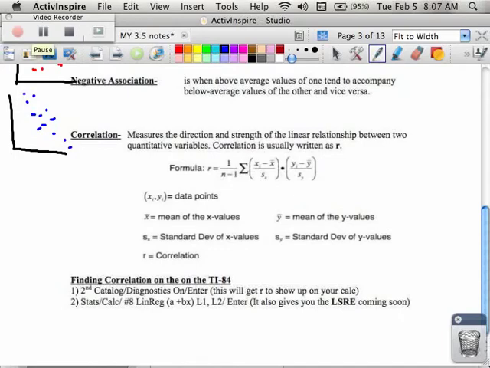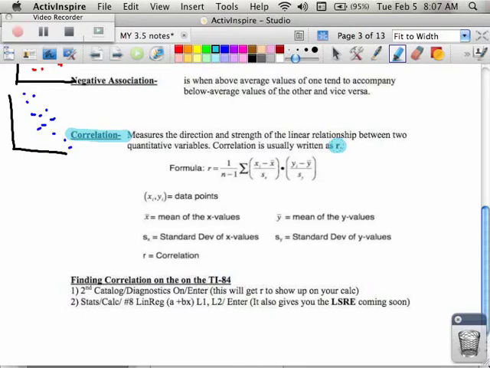When I took statistics at the University of Minnesota for my master's program, we had to memorize this formula and use it in our calculator. You're not going to have to do that. This is to find your correlation coefficient. So the next big thing that we're going to be talking about in here is correlation. And I'm going to show you how to do that on your calculator so you don't have to worry about it. They use the letter R to talk about correlation.